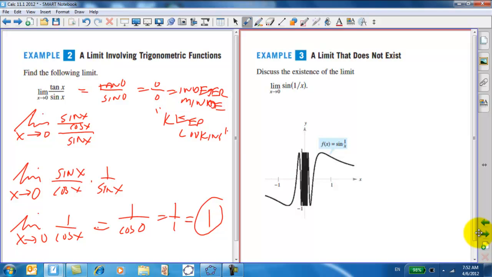Now sometimes you get a limit that doesn't exist, like the limit as x goes to 0 of the sine of 1 over x. Because as x goes to 0, 1 over x approaches infinity. And what's the sine of infinity? In fact, we can see it as we zoom in on this, that it's just bouncing back and forth between 1 and negative 1. And so you can't really see there's a limit there.